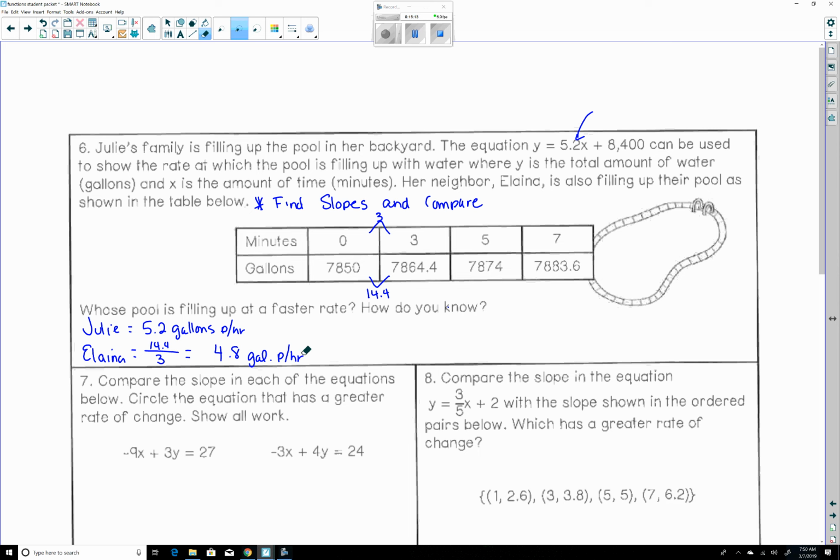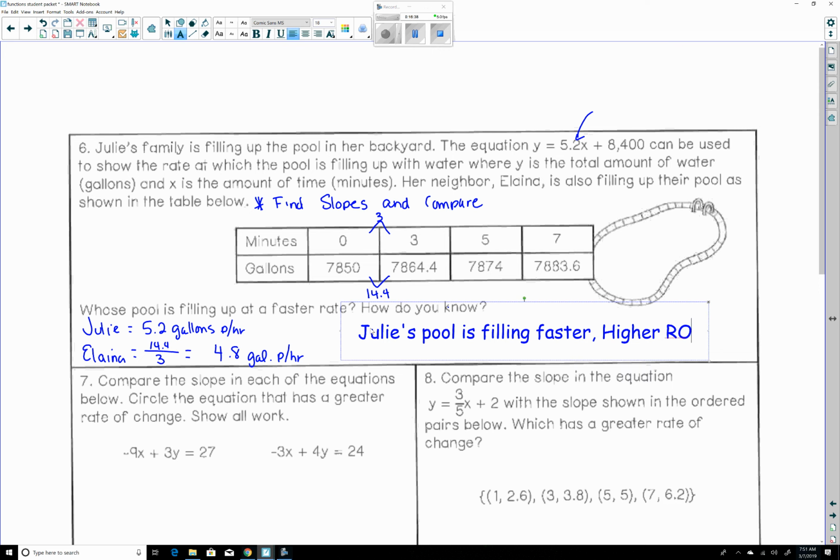Okay? So which pool is filling faster? The one that has a faster rate of change. So Julie's pool is filling faster. How do I know? She's got a higher rate of change. I'm going to say ROC, rate of change, okay?